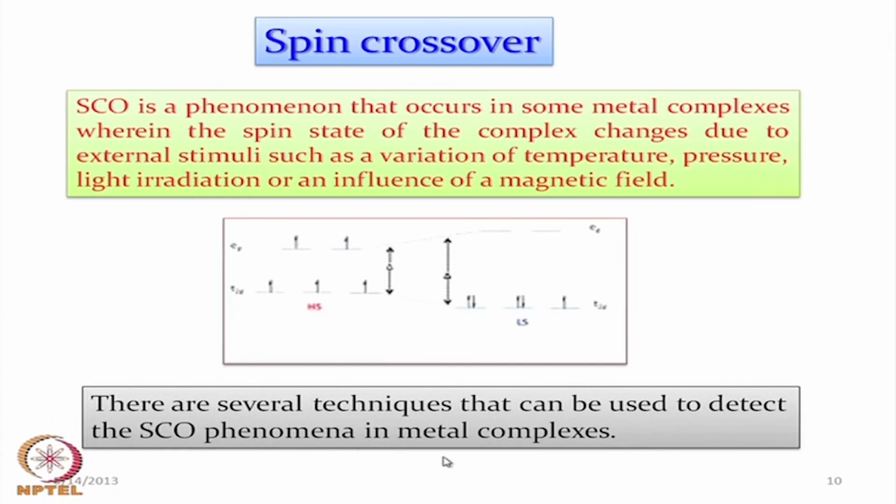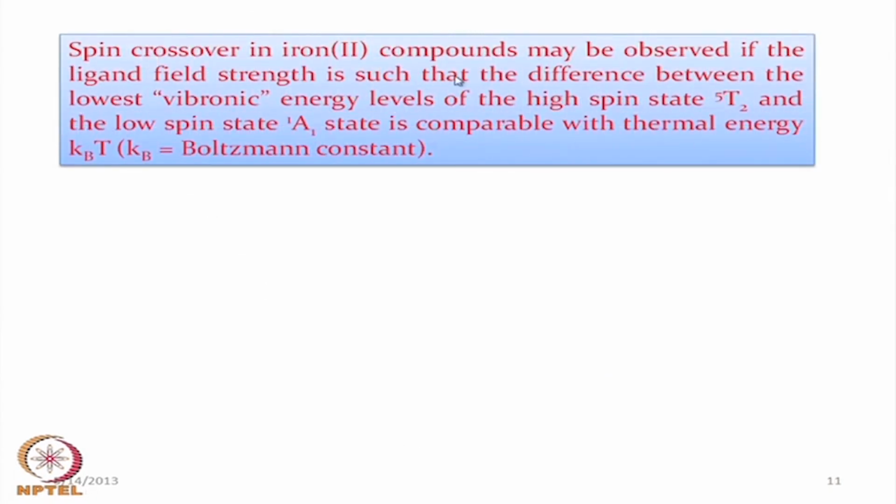So, there are several techniques also by which we can find out the spin crossover molecules, that can be used to detect the SCO phenomena in metal complexes. There are a number of these techniques which can be applied to find out the spin crossover situation for these molecules. And we find that spin crossover for several iron compounds can be observed if the ligand field strength is such that the difference between the lowest vibronic energy levels of the high spin state, which is 5T2, the spectroscopic term related to the occupancy in the T2g and eg levels, and the low spin state which is 1A1, is small, because the high spin state has spin multiplicity 5 and here the spin multiplicity value is 1.